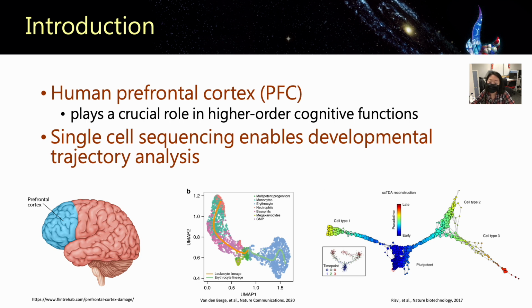There are different strategies for trajectory analysis. For example, the figure in the middle shows the results of modeling gene expression as a smooth function of pseudotime along lineages, and the right figure shows a topology-based computational analysis to study the differentiation trajectory.